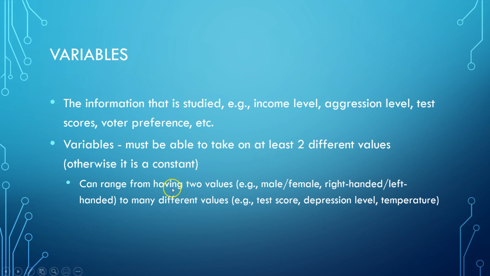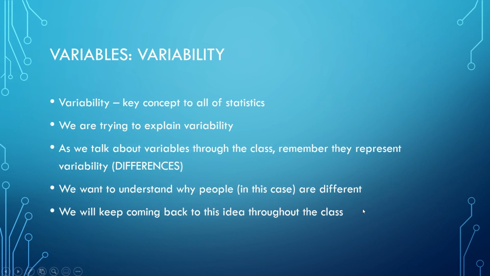These variables can, like I said, range from two values to many different values, like what is your score on a test from 0 to 100, or what is the temperature from, I don't know, negative, however cold it could be, to 110 degrees, right? There could be a huge range of variables, but there has to be at least two values. And variables really represent variability, which is differences, right? That's what variability means, differences. And variability is the key concept to all of our statistics.